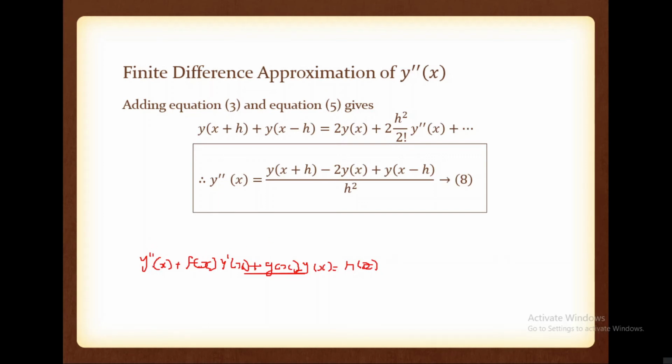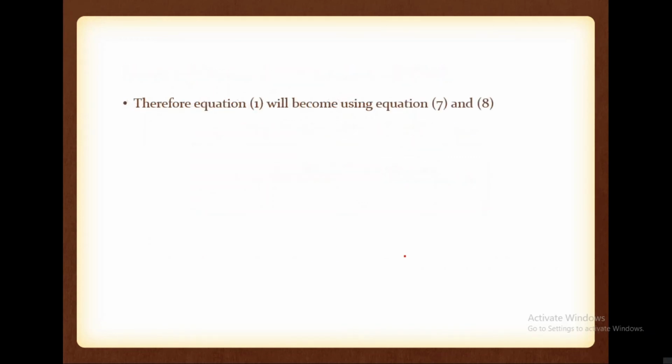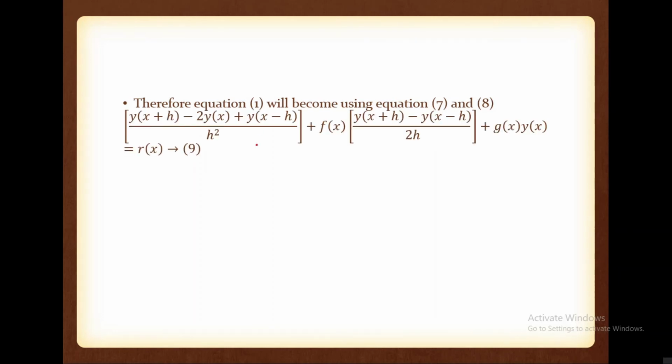So now we can replace this y double dash of x with this approximation, and similarly we can replace y dash of x with y of x plus h minus y of x minus h divided by 2h. Is it okay? So that we are going to do. So therefore the equation number 1, after using equation number 7 and equation 8, will become y double dash of x plus f of x into y dash of x plus g of x into y of x, that is equal to r of x. This is equation number 9. So please note down this equation.